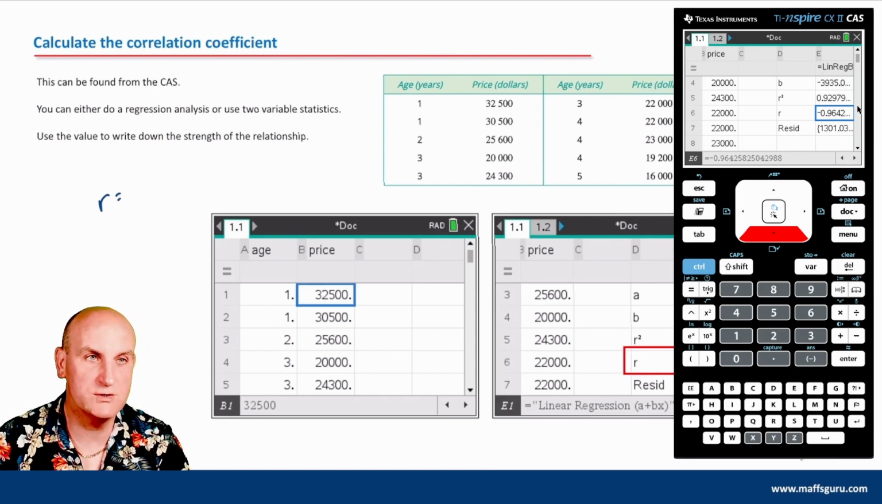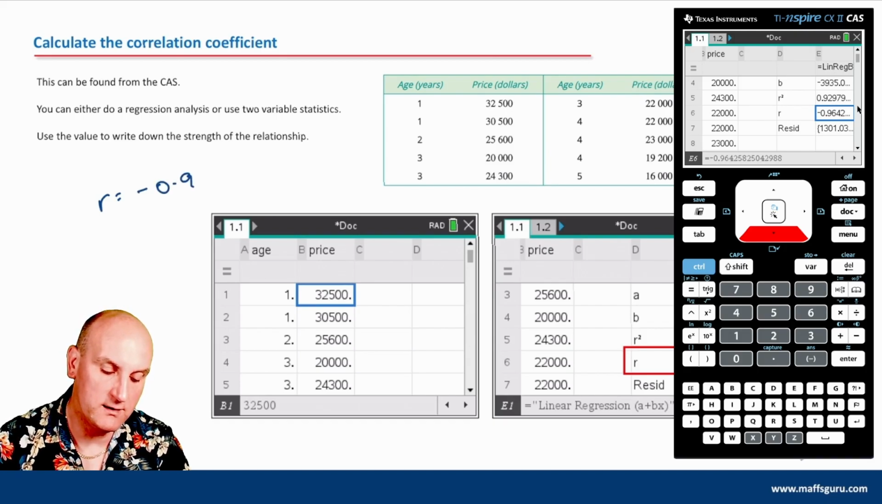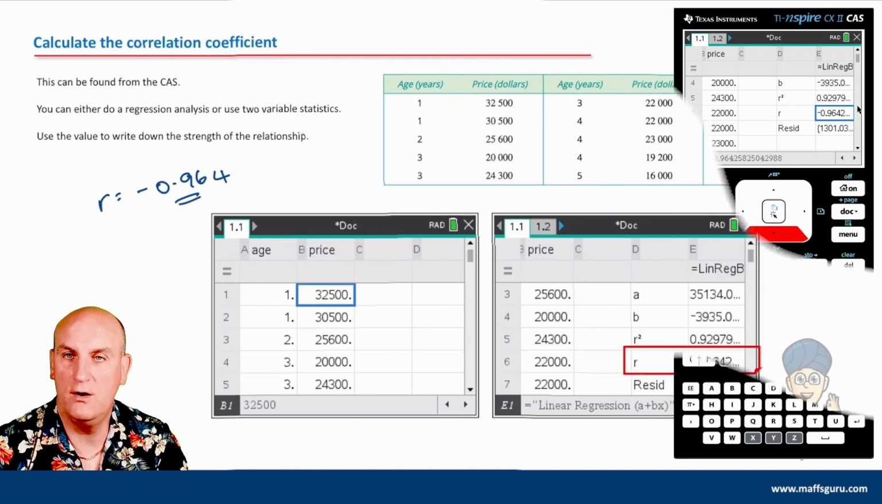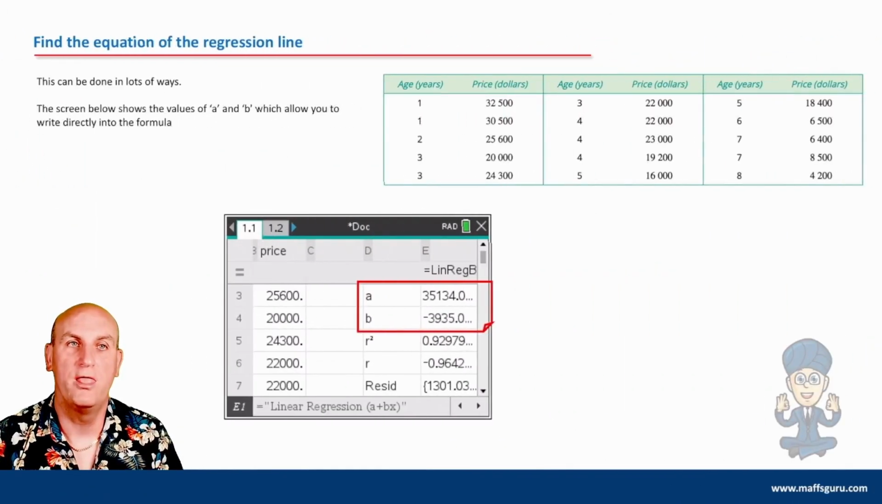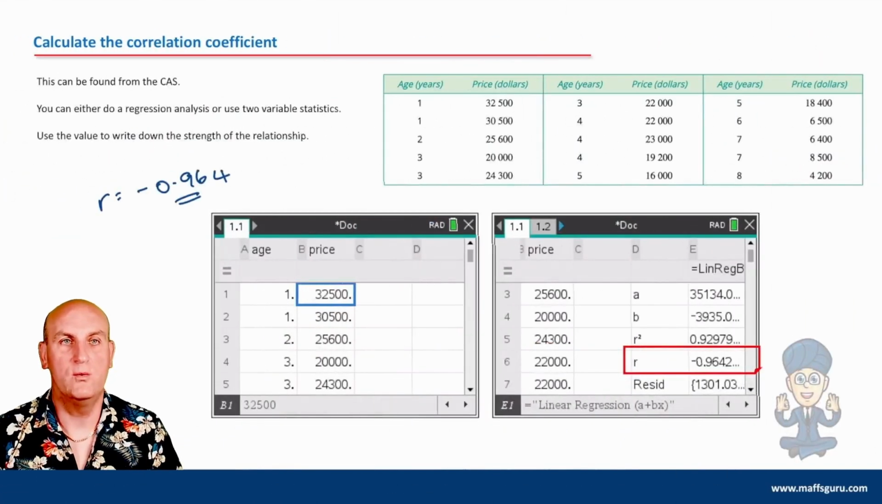Well, there we go. So in which case, I now know my value of R is equal to, what should we write it to? I'm going to write it to 3 decimal places, minus 0.964. Now, again, a lot of people go, well, why am I working out the value of R? Because that then lets us talk about the strength of my distribution, all right? So again, we need to now talk about the strength of my relationship.